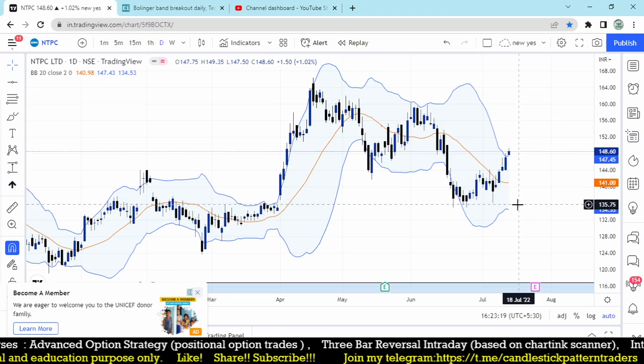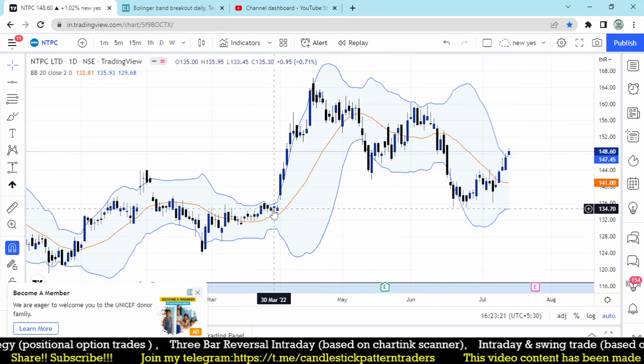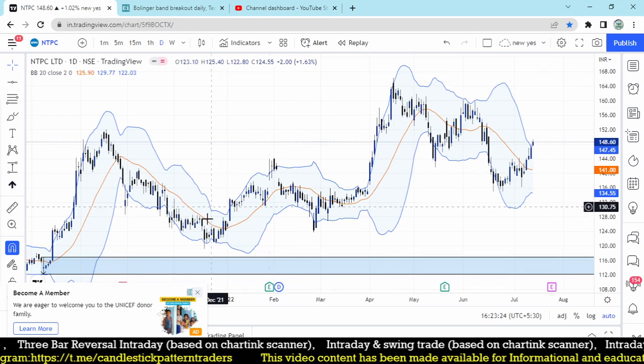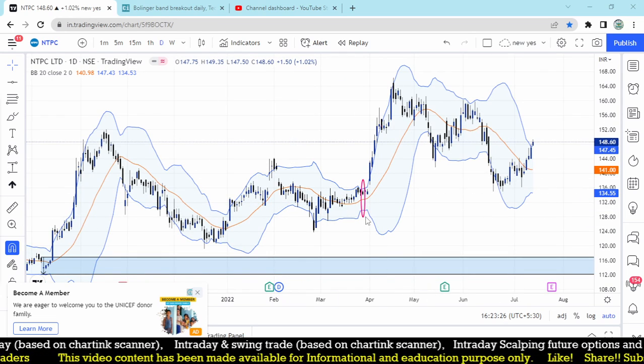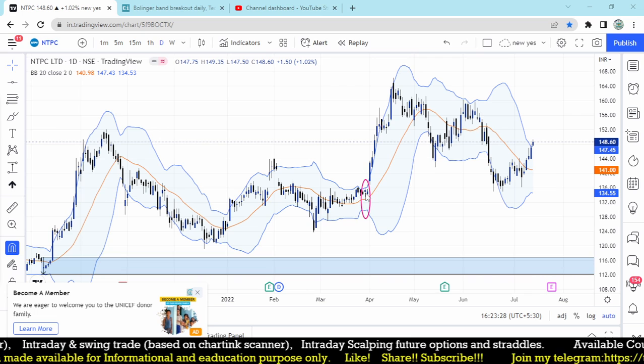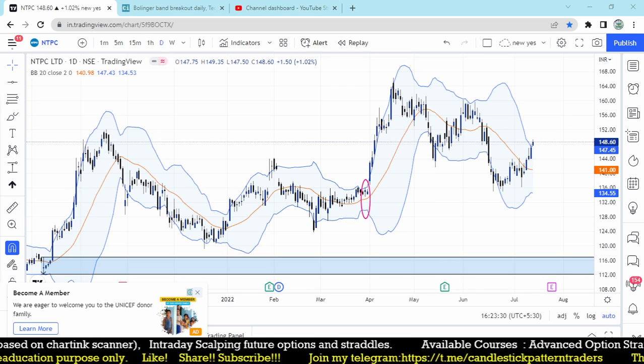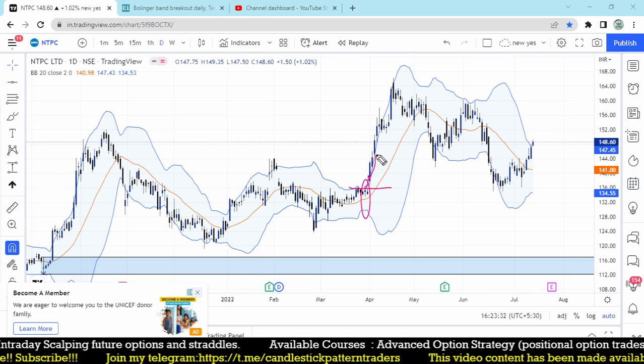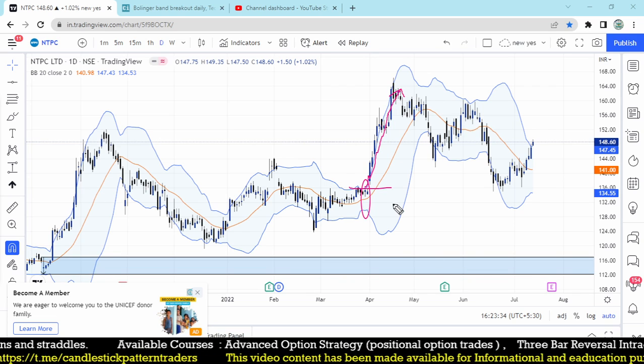Let's look at NTPC compared to the previous level. Here is another example. Here is the pattern where it was happening at a doji, and it never came down. Instead of that, it followed the trend, traveling along with the Bollinger Band.